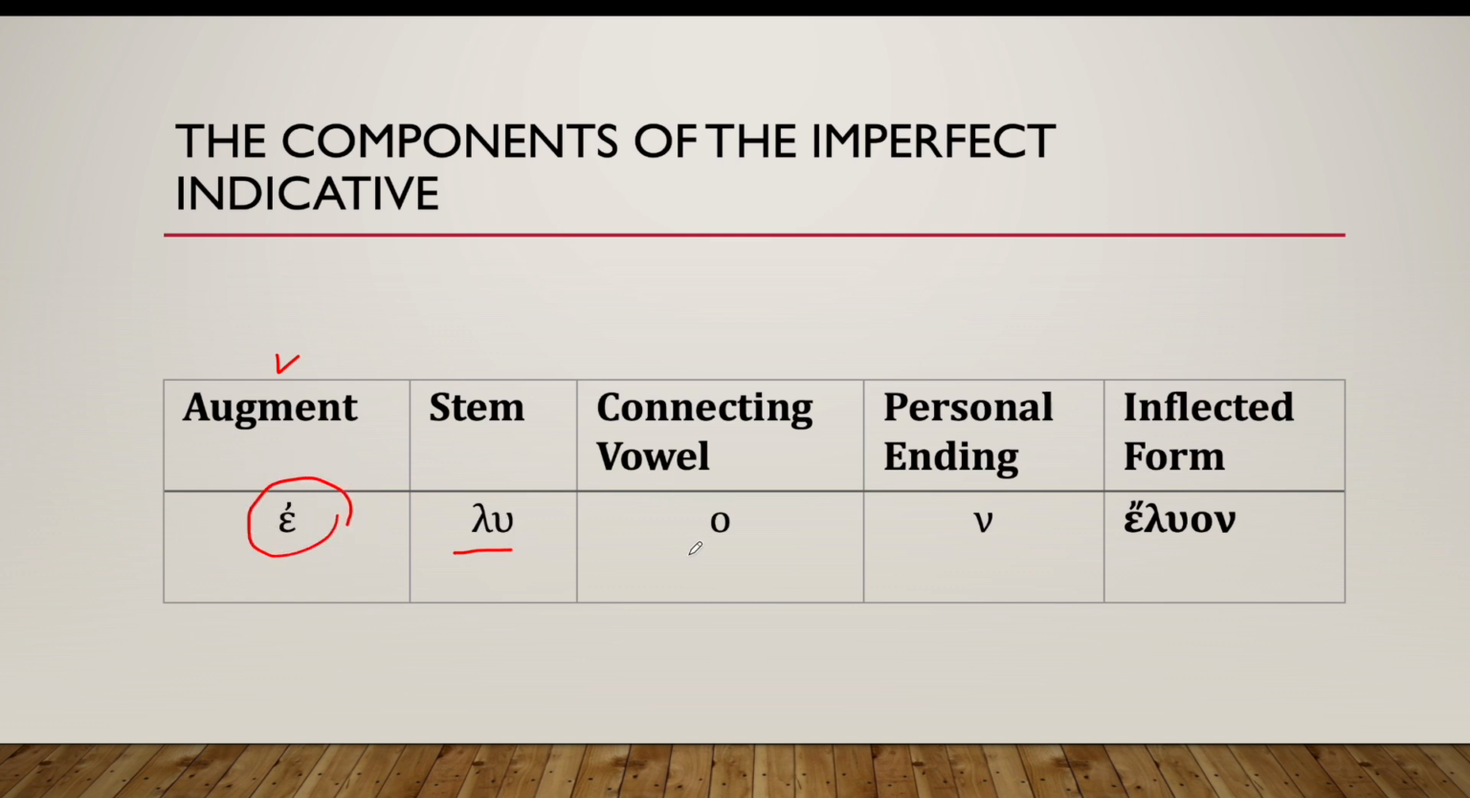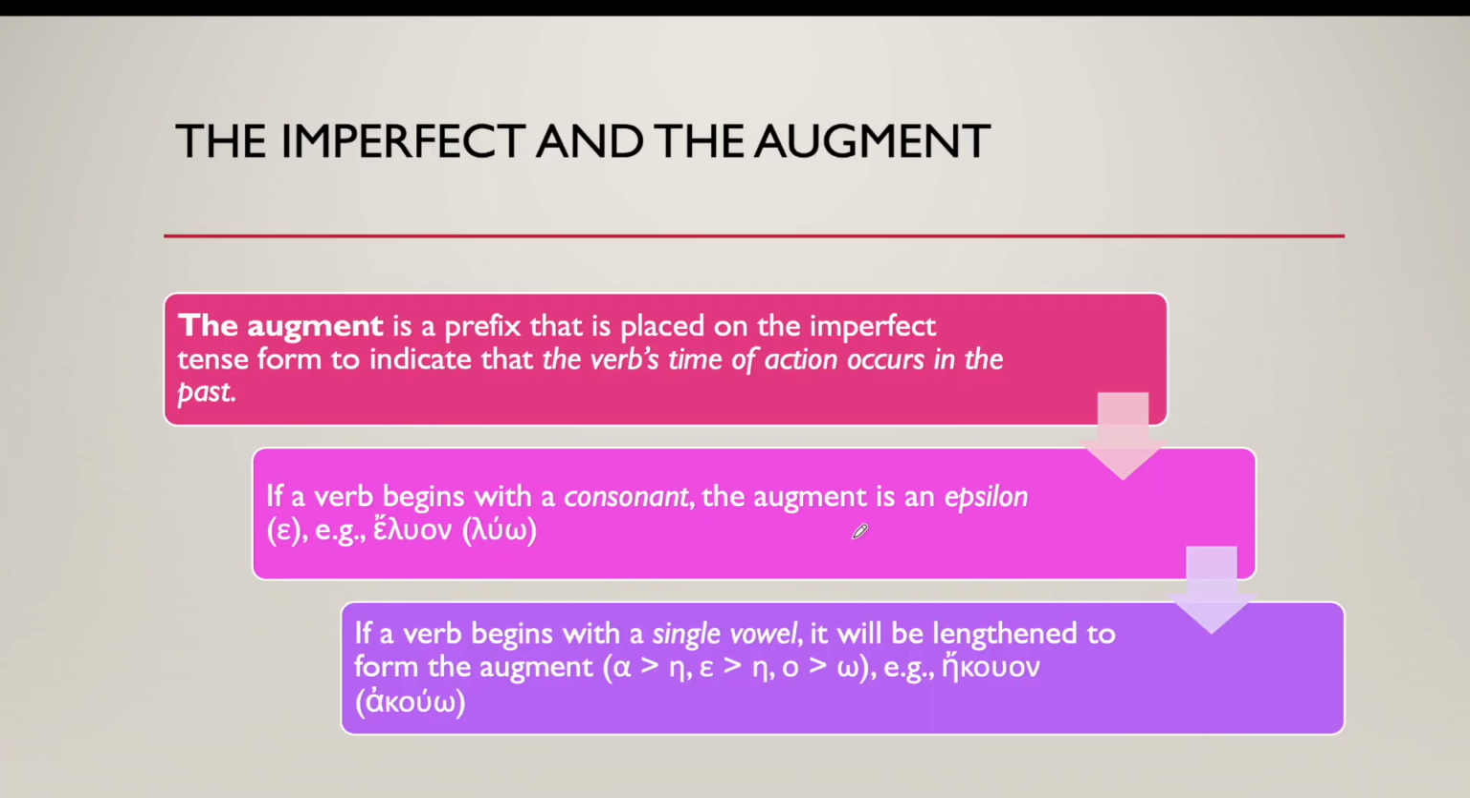Okay? We're seeing a connecting vowel, just like what we saw with the present tense. And then the personal ending for the first person singular is a nu. So eluon. Those are the components: augment, connecting vowel, and personal ending. This is true for all of the forms. Okay? Let's walk through them.